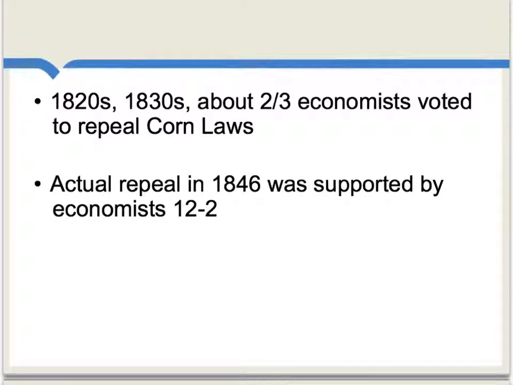Throughout the 1820s and the 1830s, there were several votes taken on repealing the Corn Laws. These votes failed, but about two-thirds of the economists voted to repeal the Corn Laws and move to freer trade. The actual repeal of the Corn Laws in 1846 was supported by economists in Parliament by a margin of 12-2, again voting for freer trade.